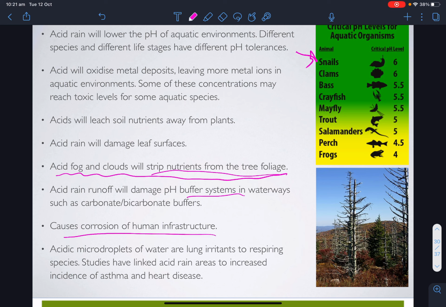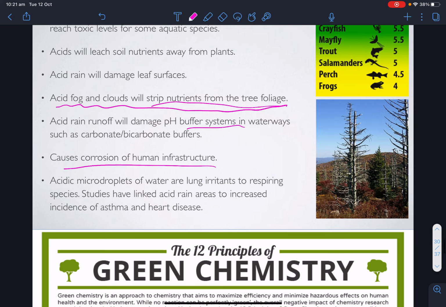I put this low down the list. Yes, it causes corrosion on human infrastructure, but we're the ones who do it and we're the problem, so no point whinging about it. That's low on the priority.